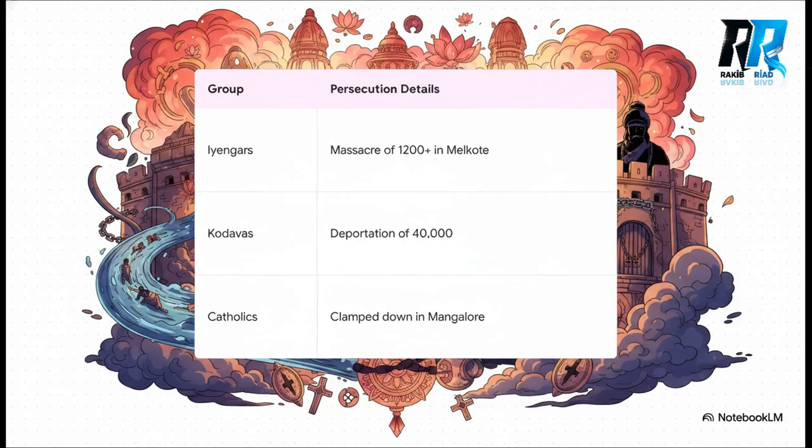Historical sources also record severe, devastating atrocities. During his campaigns, his forces massacred over 1,200 Iyengar Brahmins in Melkote, a tragedy so deep that the town actually still does not celebrate Deepavali to this day. In Coorg, he ordered the deportation and captivity of roughly 40,000 Kodavas, boasting in a letter about raising them to the honor of Islam. He also forcefully clamped down on the Catholics of Mangalore and the Nairs of Malabar, and this brilliantly illustrates just how incredibly complex the historical data truly is.